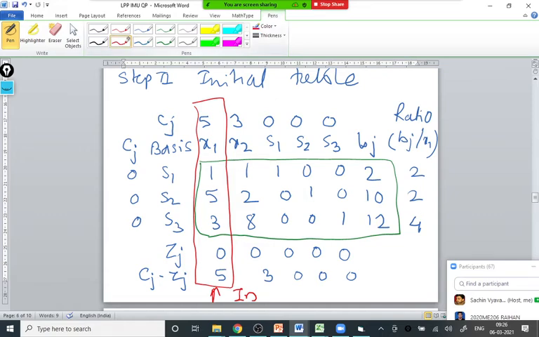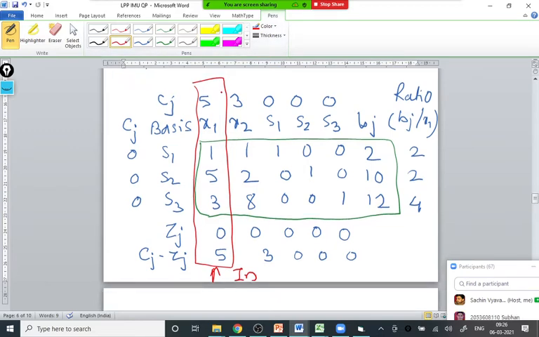Which variable should be outgoing? What is the criteria? Not maximum negative, it's a minimum positive ratio. Now the ratio should be positive first. All three ratios are positive, so we considered them. But the minimum positive is a 2 and it's repeated.